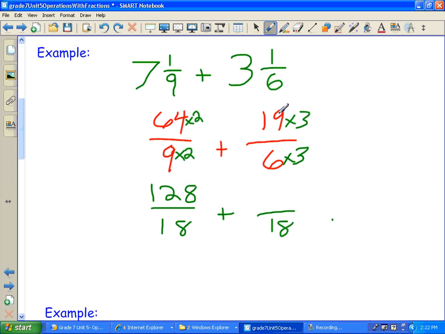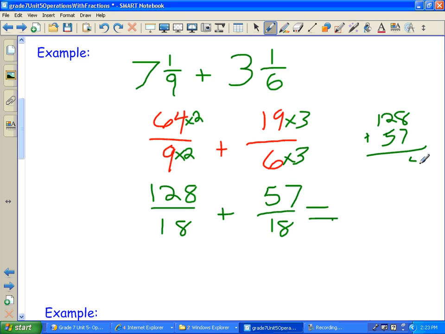3 19s, well, if you look at 20, 20, 20, that's 60. So you got one less each time, so it's 57. Add them together, 128 and 57. If you can't do it in your head, just add it up on the side.